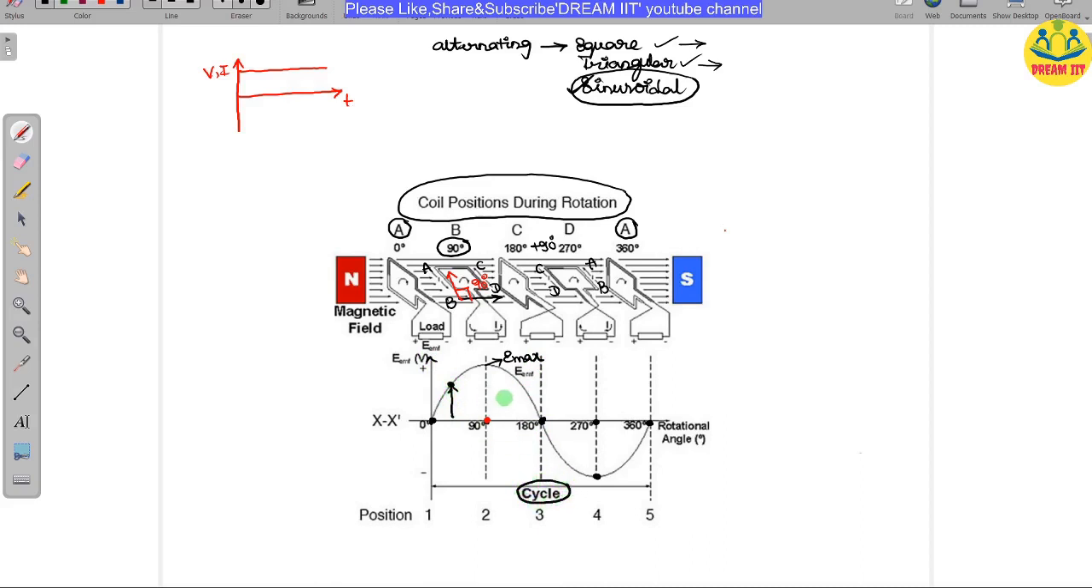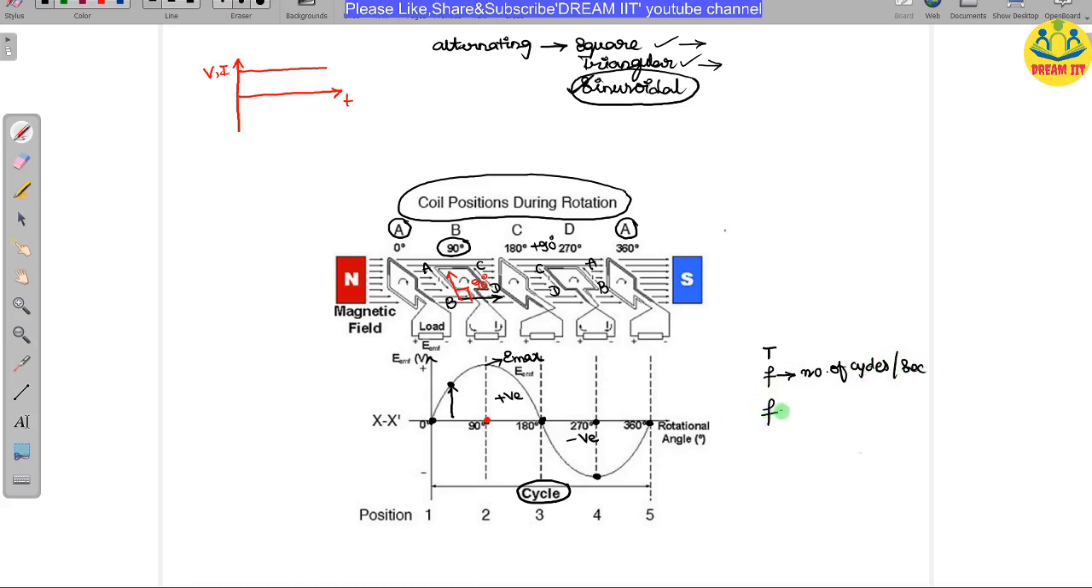One positive half cycle and one negative half cycle together make one complete cycle. The time taken to complete one cycle is called the time period. Next, frequency: the number of cycles per second is called the frequency.